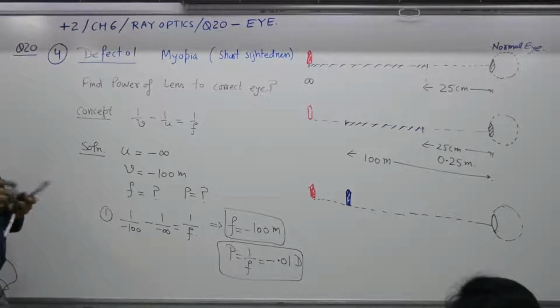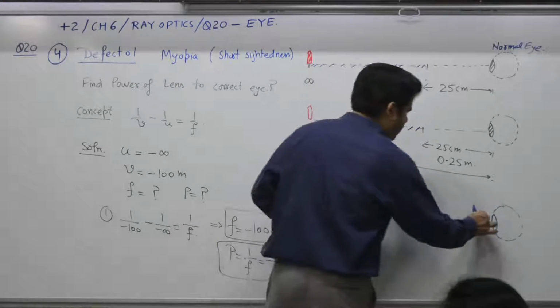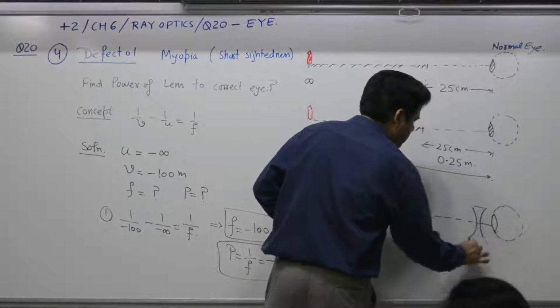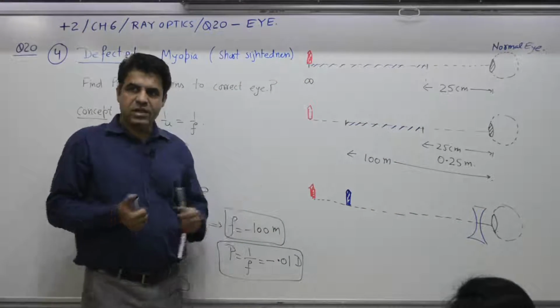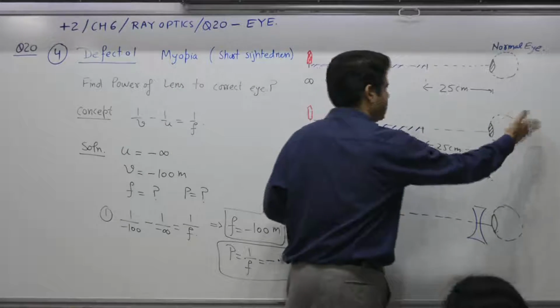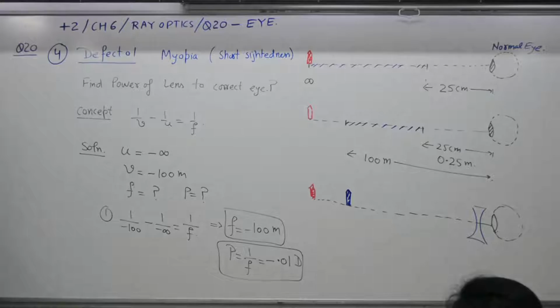Negative sign means what? Diverging lens. That means if you place a diverging lens before the eye, the image on retina will shift in such a way that this is the behavior. This is what it is. Now we work out why it is so.